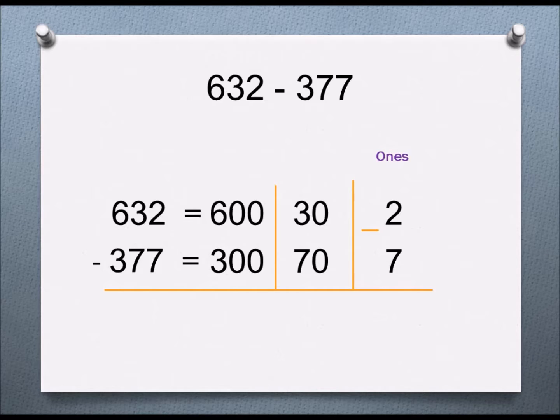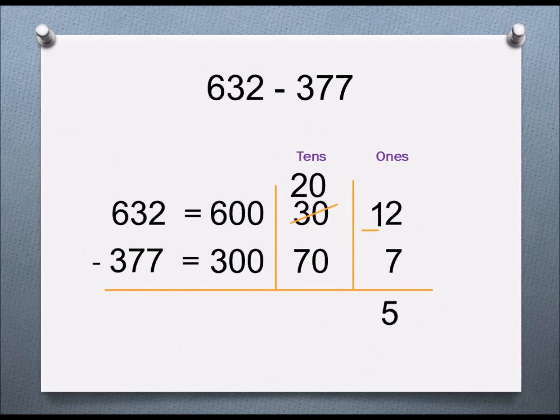So what we're going to do is go to the next column, the tens column, and borrow 10 from the 30. So if we borrow 10 from the 30, we have 20 in that case. And the 2 now becomes a 12 because that was 10 plus 2. That gives us 12. Now 12 minus 7 we can do, which then gives us 5.